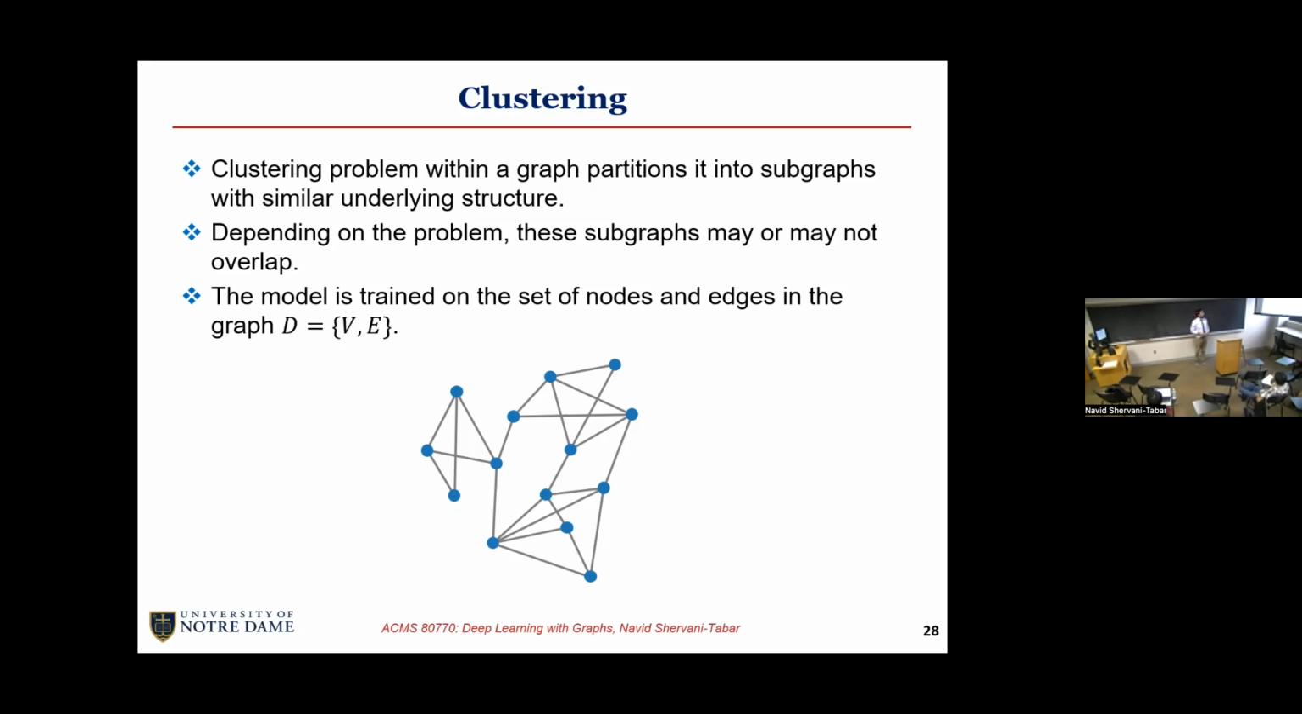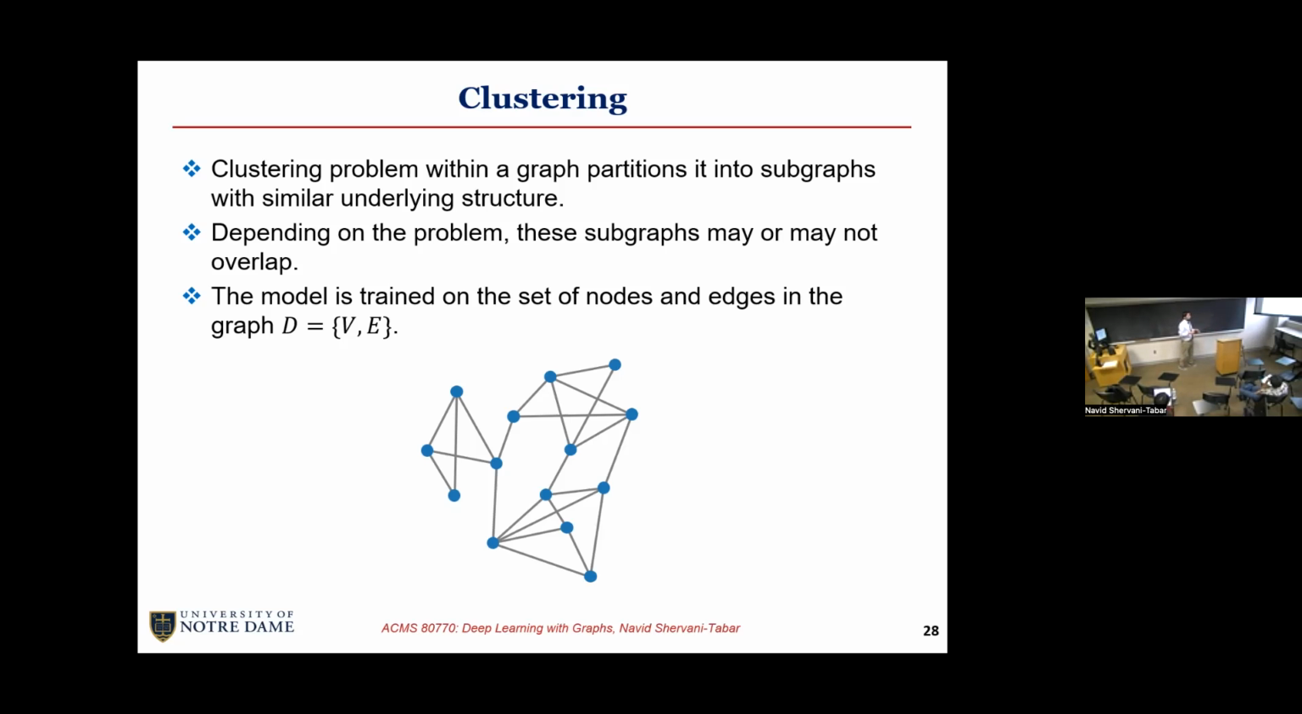So we discussed node level problems. We discussed edge level problems. Now we are basically talking about clustering. Clustering is essentially a soft graph level problem. You are trying to partition nodes into subsets of nodes. For example, you want to detect some community within a collaboration graph that we discussed about.